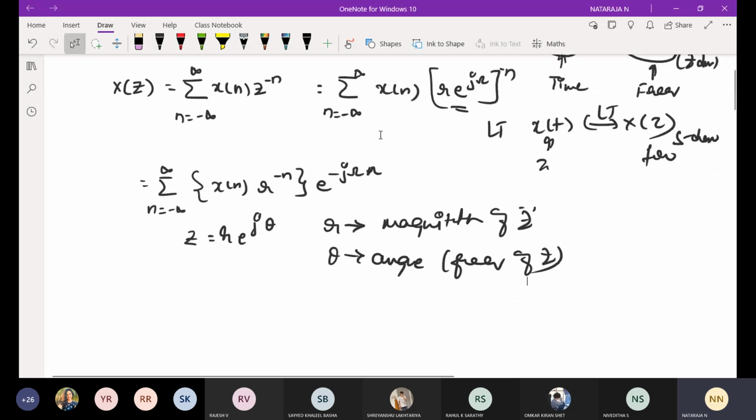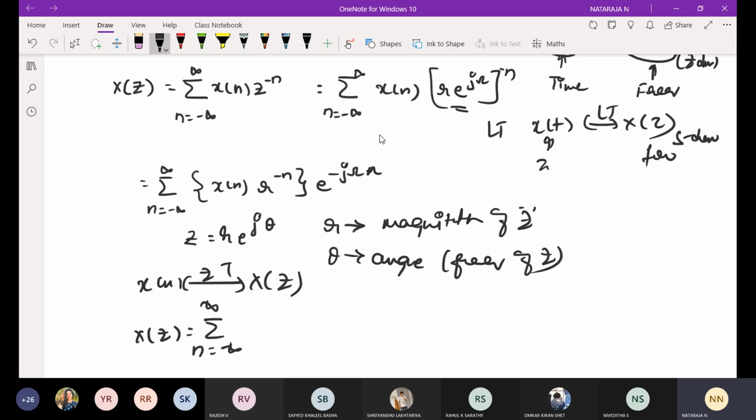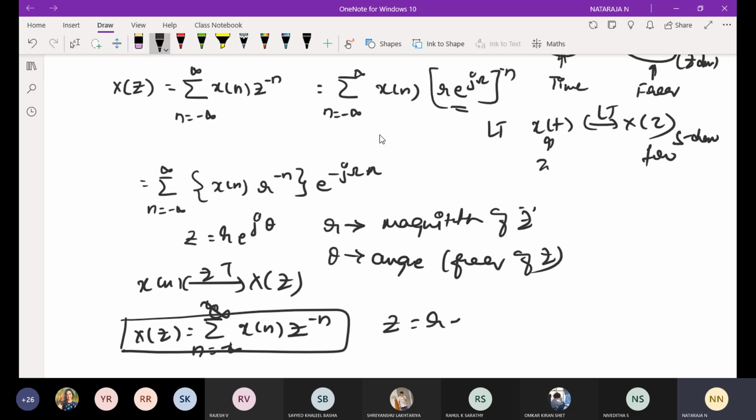We will continue this equation with respect to that. If I take x of n and take its Z transform, what do we get? X of z. This is a time domain signal and this is a frequency domain signal. Finally, x of z is equal to summation n is equal to minus infinity to infinity of x of n z power minus n. Throughout the Z transform we use this equation, from minus infinity to infinity, where z is equal to r e power j theta. This is my equation number 1. Make a note of this, then we'll discuss ROC, the region of convergence, based on this.